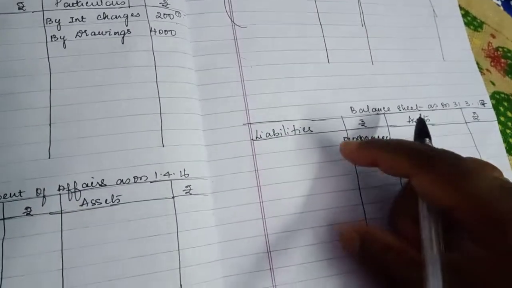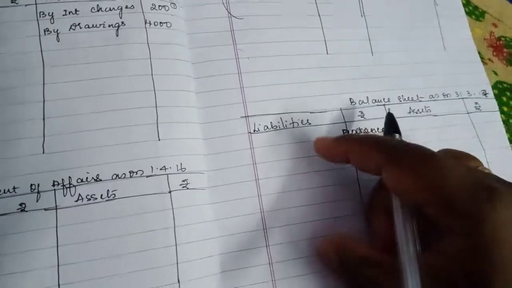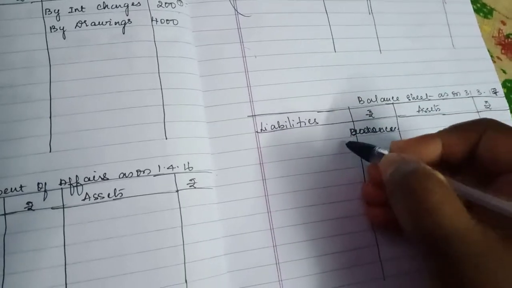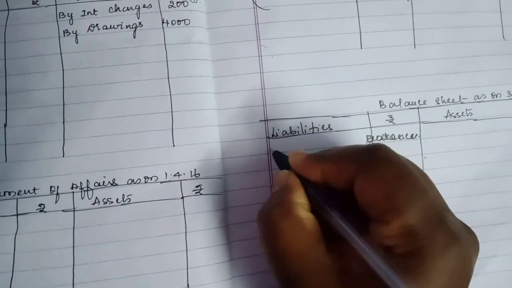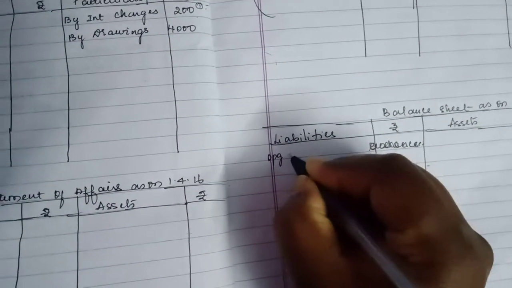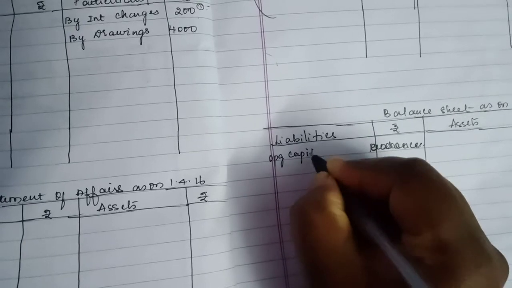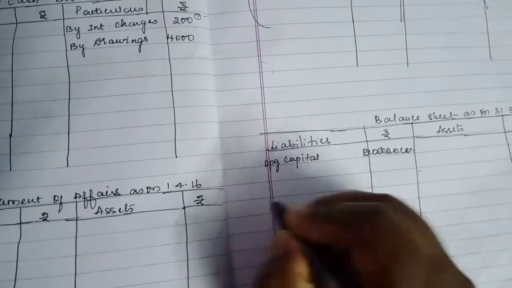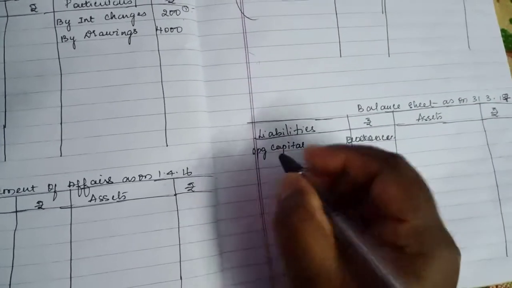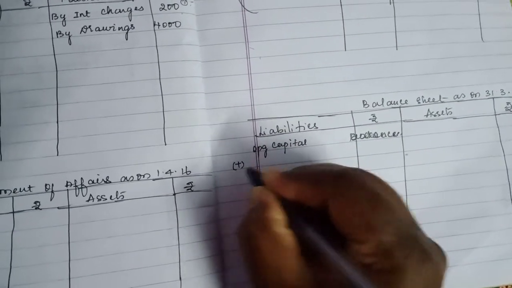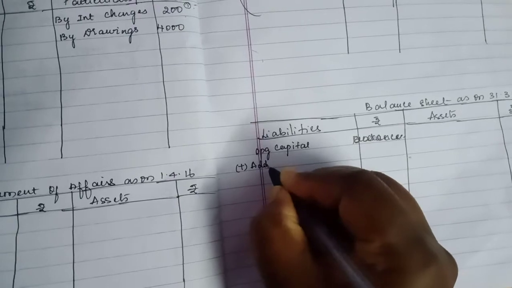You have a format to follow. Always, if the amount is there, write the amount; if not, put nil and take it in the outer column. So you have to write like this. First you should write opening capital, and you need to write the amount in the inner column. This is the format you need to write for all balance sheets. Opening capital. In case they give additional capital in the question, add the additional capital.